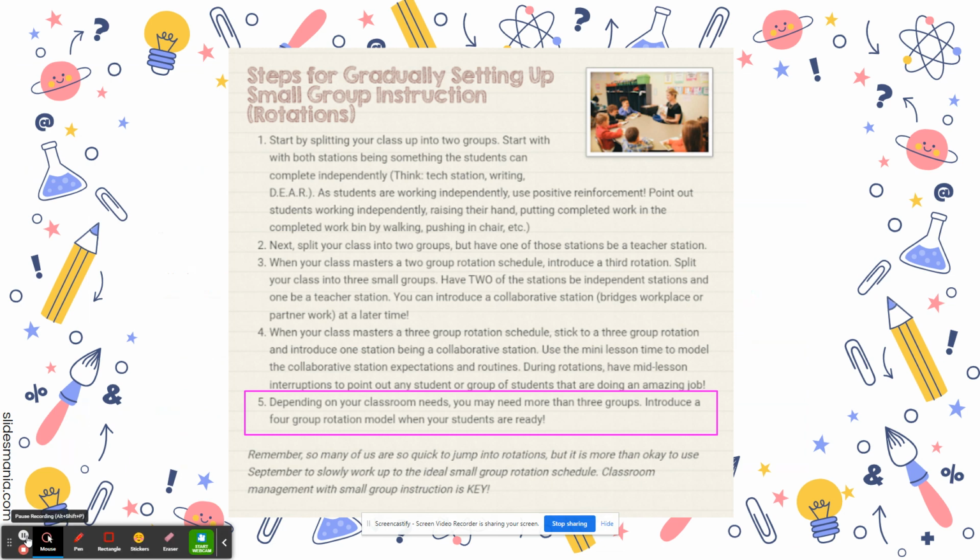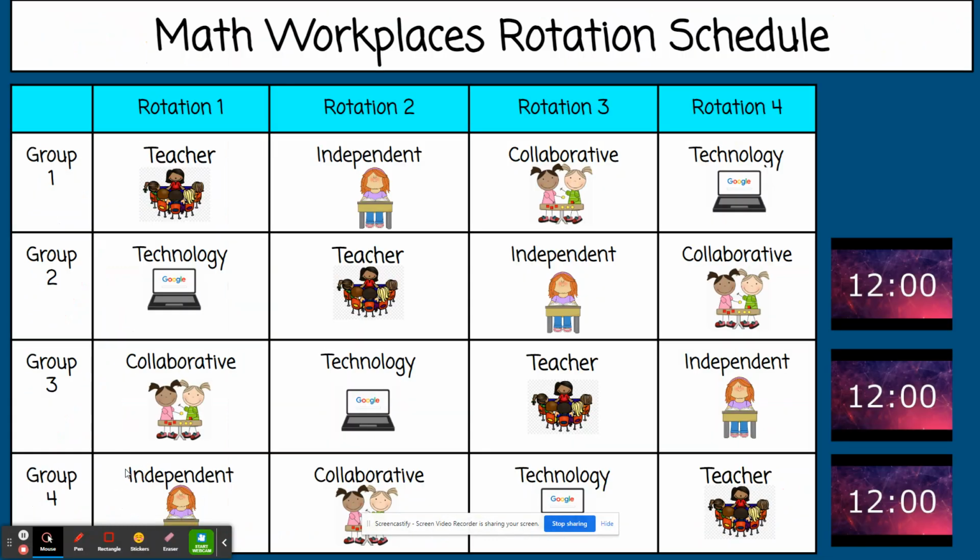Depending on your classroom needs, you may need more than 3 groups. Introduce the 4-group rotation model when your students are ready.